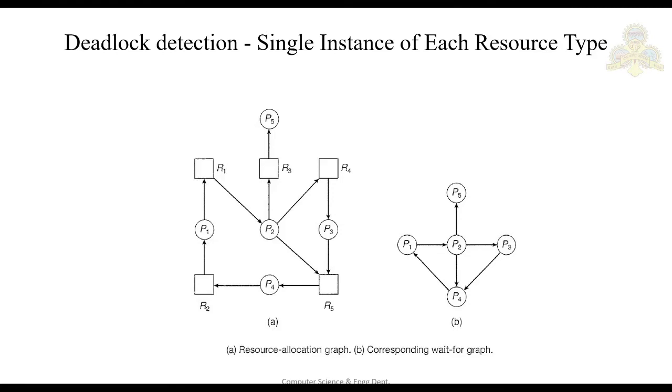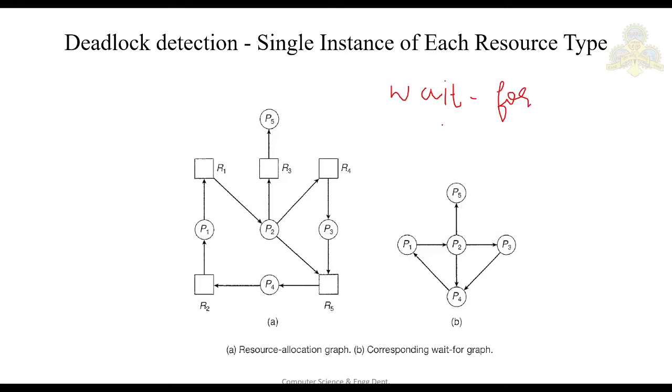Here, if all the resources have only a single instance, that means a system has only one printer, not five printers. Five becomes the instances of the printer. But here, in the single instance of each resource type, we consider that a resource has only one instance. So we define a deadlock detection algorithm that uses a variant of your resource allocation graph, which is called the wait-for graph.